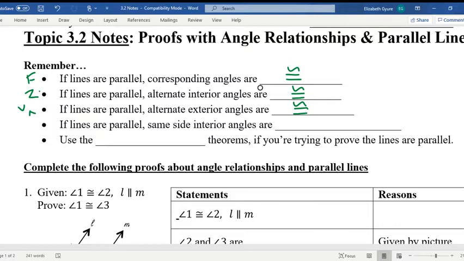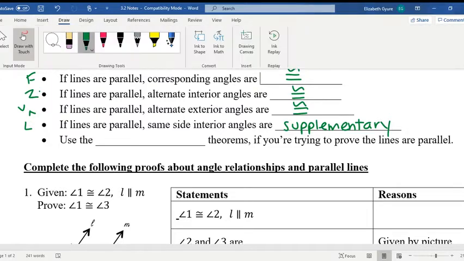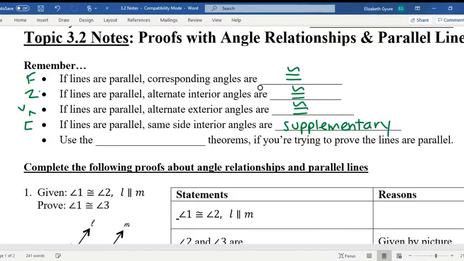If lines are parallel, what about same side interior angles? What's different with those? They're supplementary. Yes, same side interior angles will be supplementary. And same side interior angles, it's like your boxy C shape or like a staple. Okay.